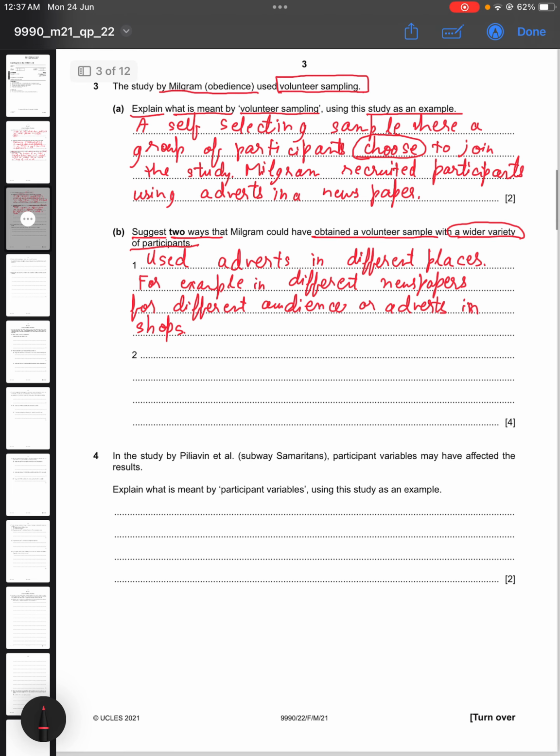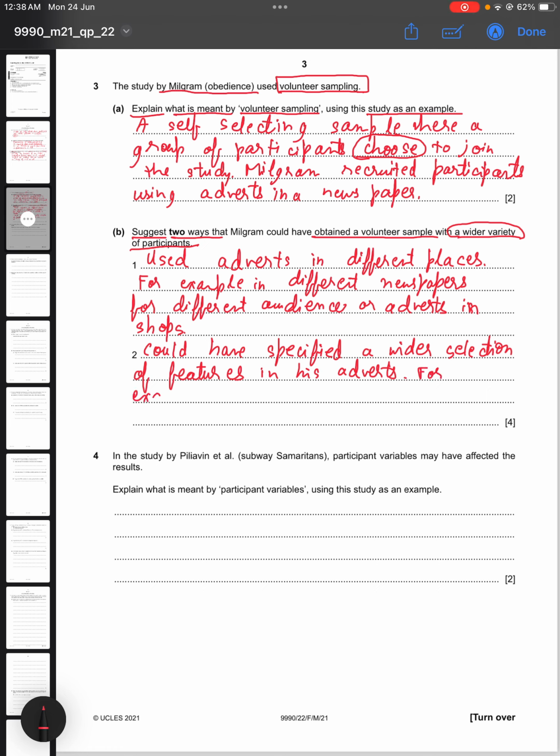You can also write that he could have specified a wider selection of features in his adverts, for example different ethnic groups or different hobbies or different political beliefs. It can be anything.